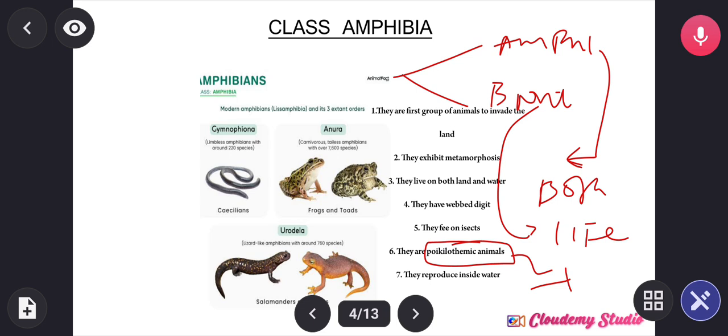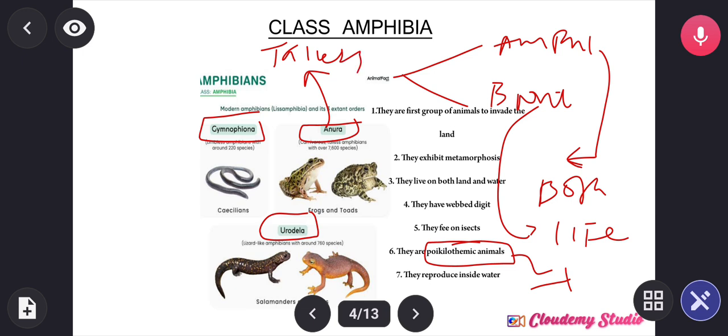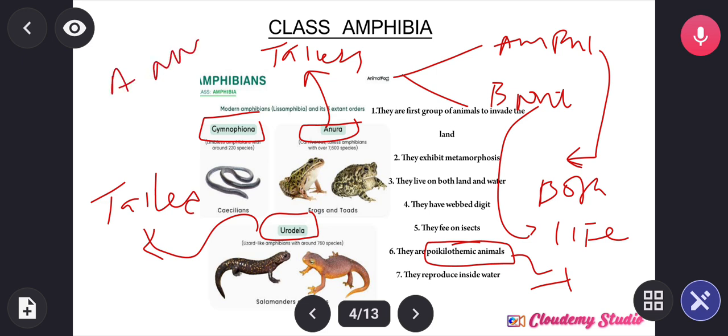of the environment. We have basically three classes. We have the Gymnophiona, we have the Anura, and we have the Urodela. The Anura are tailless amphibians, while the Urodela are tailed amphibians. So Anura means no tail. Urodela means tail-bearing amphibians. And we have the Gymnophiona.